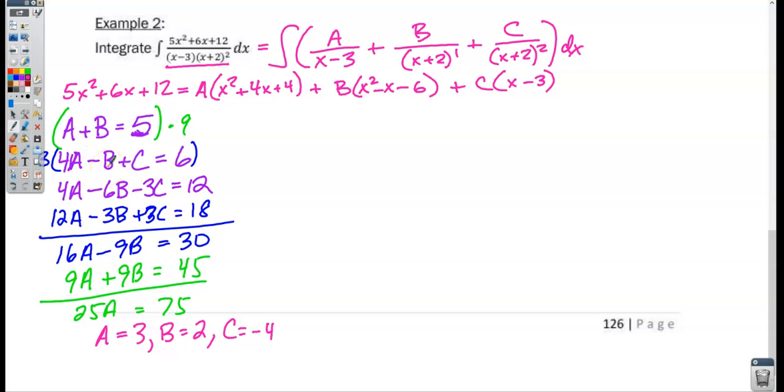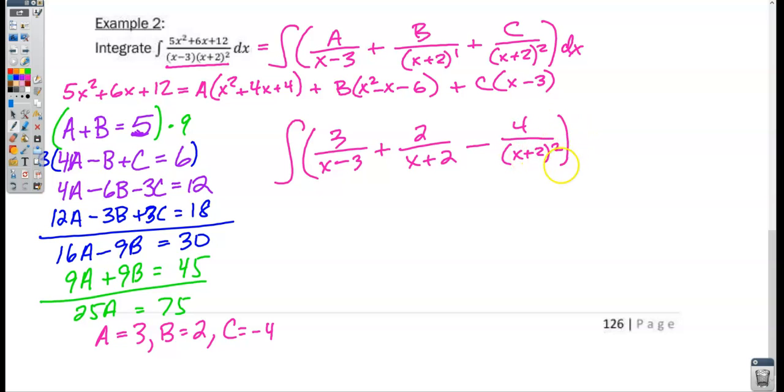All right. So now we can go ahead and write our integrand with our constant values. And we've got 3 over x minus 3, and 2 over x plus 2, and minus 4 over the quantity x plus 2 squared. And now we integrate term by term. We've got 3 natural log of the absolute value of x minus 3, plus 2 natural log of the absolute value of x plus 2, plus 4 over the quantity x plus 2.